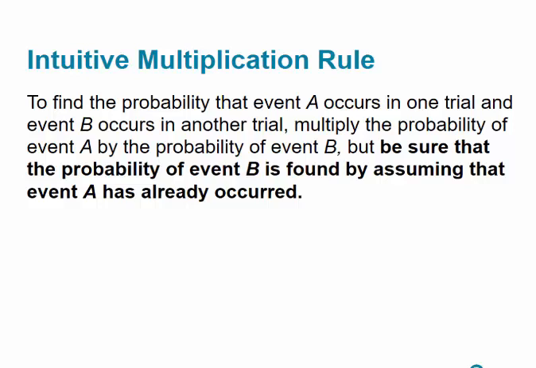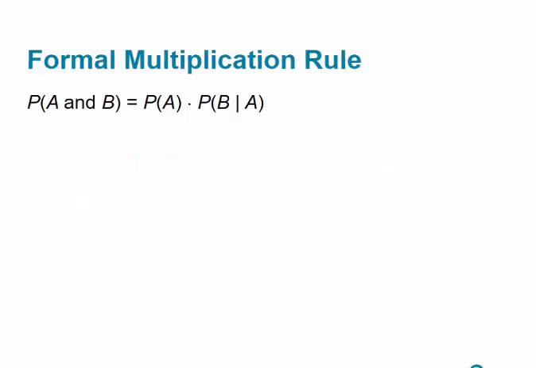So the intuitive multiplication rule: to find the probability that event A occurs in one trial and event B occurs in another trial, we multiply the probability of event A by the probability of event B. But we have to be sure that the probability of event B is found by making the assumption that event A has already occurred. And so the formal multiplication rule: the probability of A and B is equal to the probability of A times the probability of B given A.